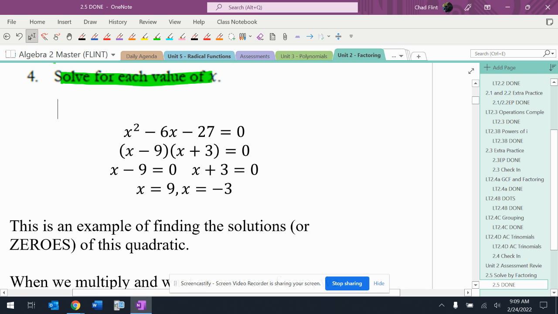So here's an example of exactly what I mean. I got an equation equal to zero. I factor it, so I found it was x minus 9 and x plus 3. And then I set each parenthesis piece equal to zero as its own little equation.